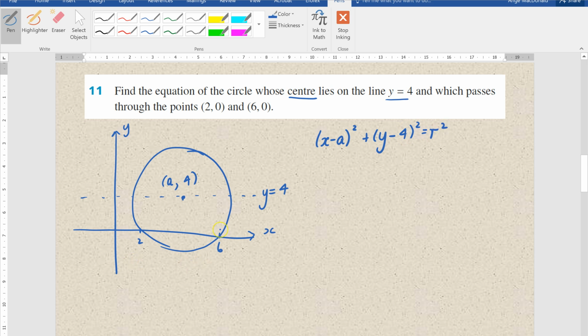And now we've got these 2 points that lie on here. So let's try to sub. Got (2, 0), and when I sub that in, I end up with (2 − a)². y is 0, 0 take 4 is −4, squared is 16. Don't have the radius. I mean, I guess one of the ways we could have done is looked at this and gone, it's equidistant from these 2 points, and done the whole distance formula thing.